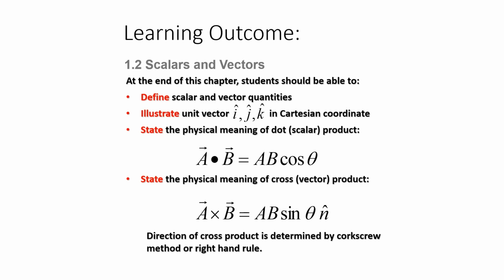Scalar and vector quantities: illustrate unit vector i hat, j hat, and k hat in Cartesian coordinate. State the physical meaning of dot or scalar product, where vector A dot vector B is equal to AB cos theta. State the physical meaning of cross product or vector product. Vector A cross vector B is equal to AB sin theta, where the direction of the cross product can be determined by using the corkscrew method or right hand rule method.